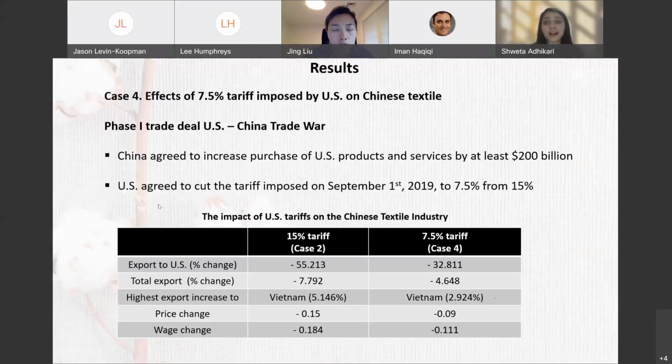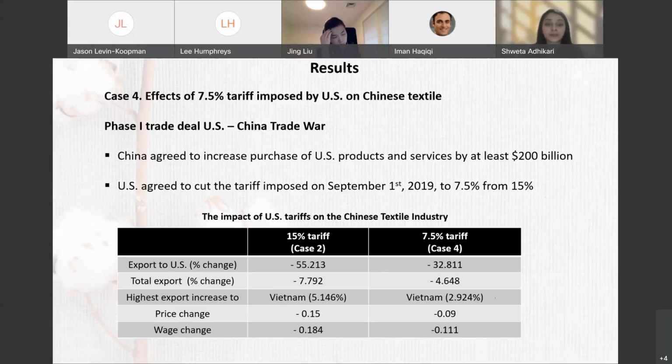And this one is after the phase one trade deal. After the phase one trade deal, the US agreed to cut the tariff from 15% to 7.5%. This is the impact on the Chinese textile industry after the tariff was reduced. The export reduction was 55% before, but after the decrease in tariff, the reduction is less compared to the previous one. The total export reduction is also less when we have only a 7.5% tariff in action. The highest export increase was Vietnam under the 15% tariff, and it is again Vietnam after the phase one trade deal, but the export increase is comparatively lower than in the second case.